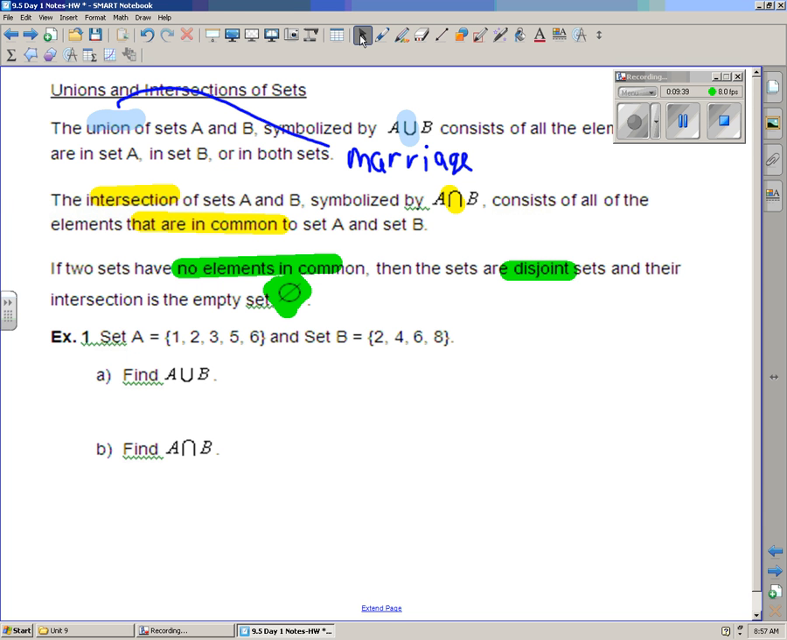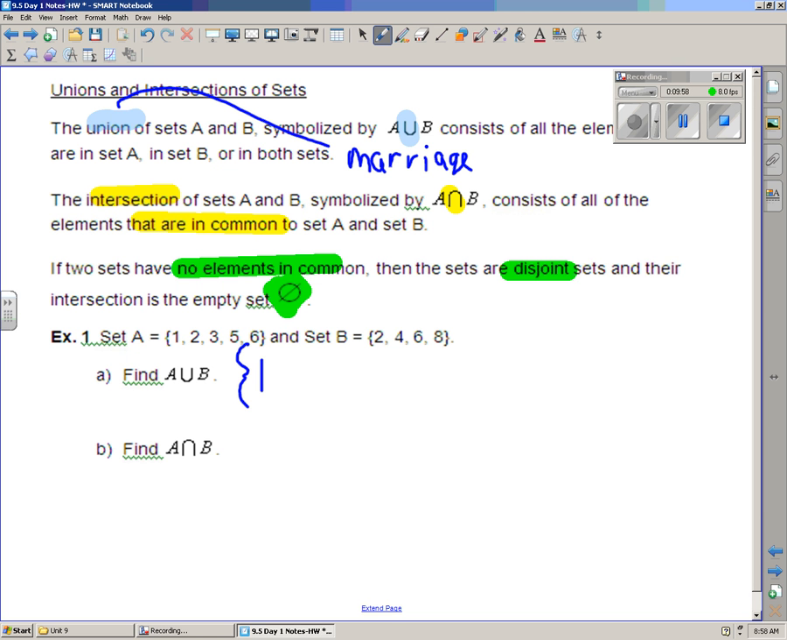So here's some examples here. You've got set A. You've got these numbers, 1, 2, 3, 4, 5, and 6. Set B has the numbers 2, 4, 6, and 8. Find the union of those two sets. Well, the union is any number that's in either set. I will go just in order from the way the sets are written.